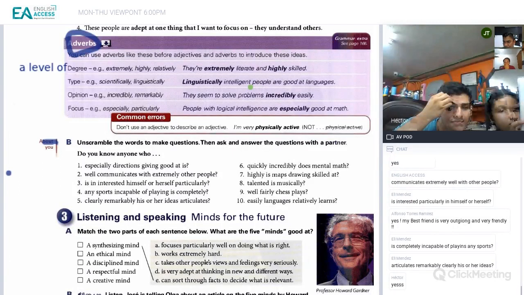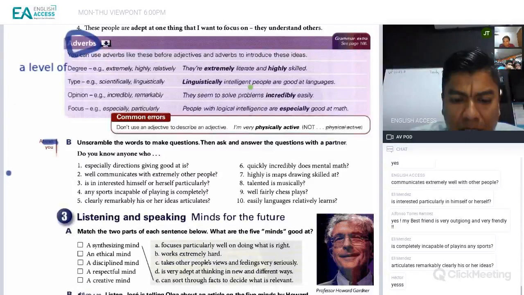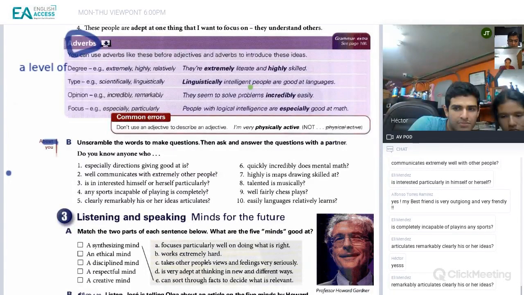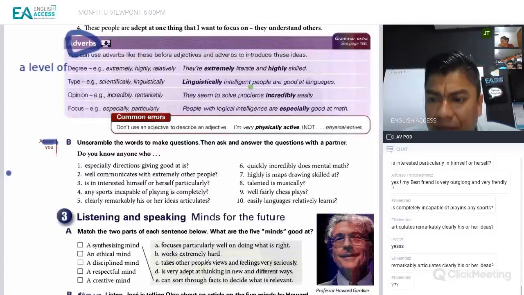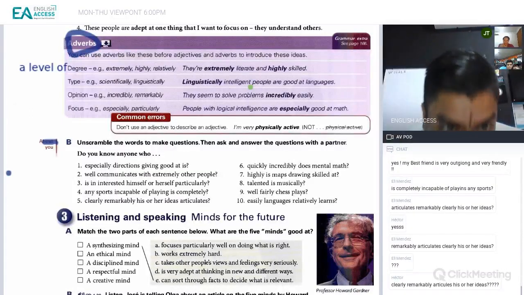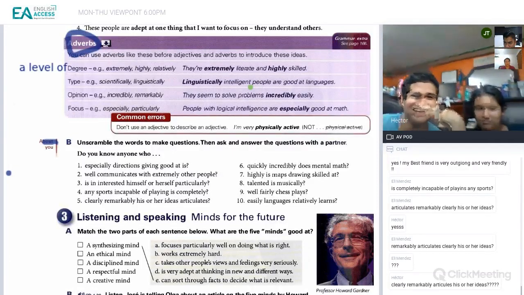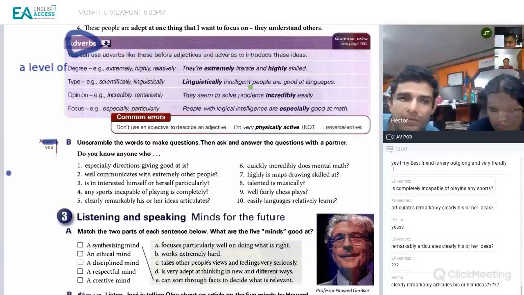Hector, that is number 6. Articulates remarkably or clearly. Teacher, in this case, can we edit the R? Look at the chat. I'm going to pin that.